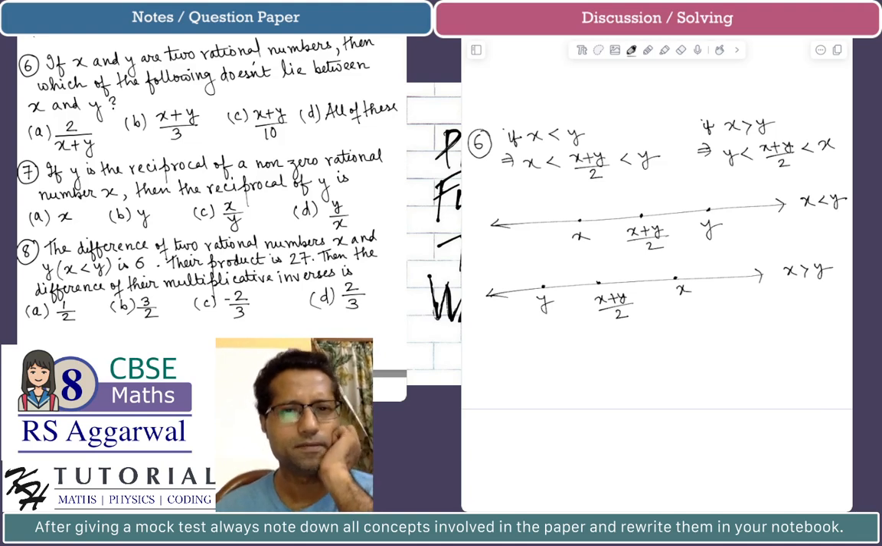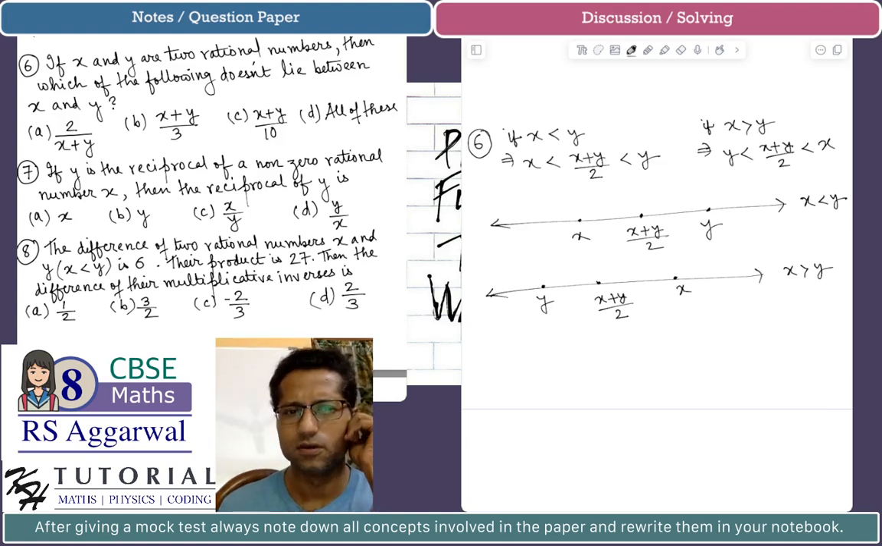Now, what is it saying? Which of the following doesn't lie between x and y? Choice A, 2 by (x plus y).